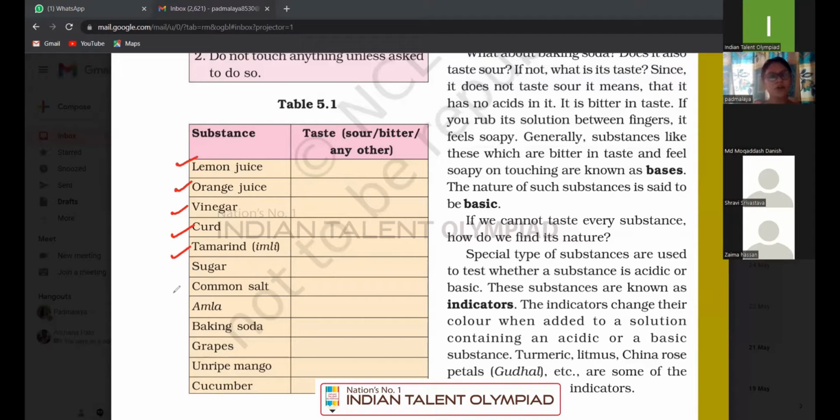Next, common salt, sugar, these are generally salts. They will neither taste sour nor taste bitter. They will have their own taste there. Sugar will taste, what will be the taste of your sugar?